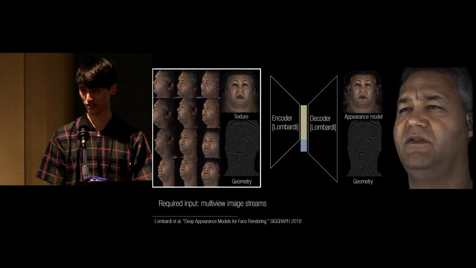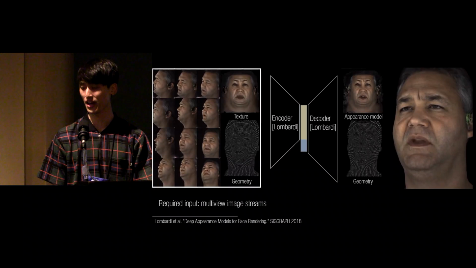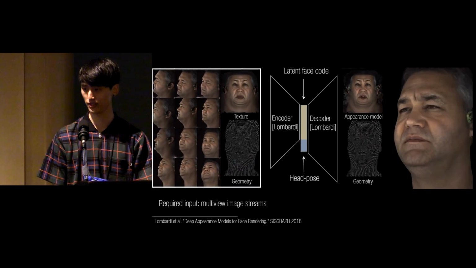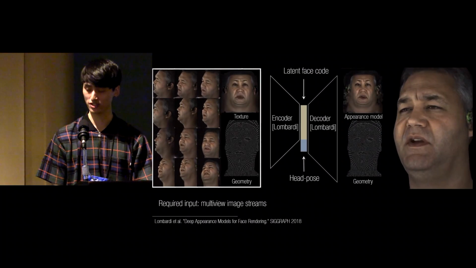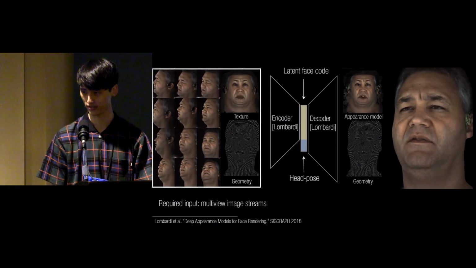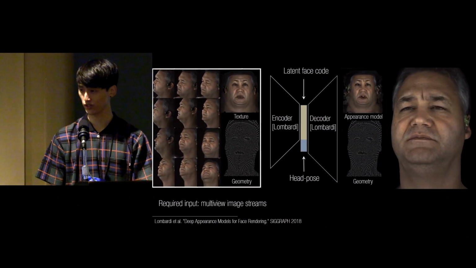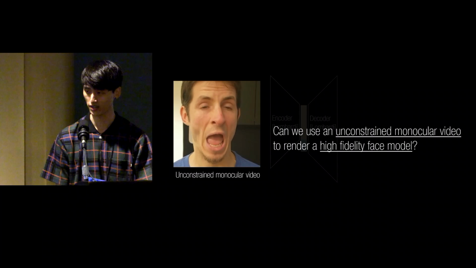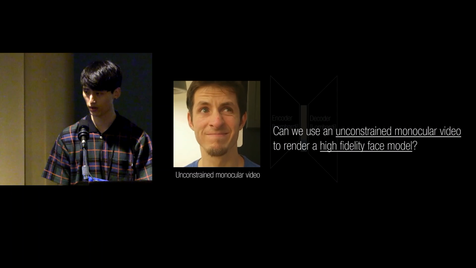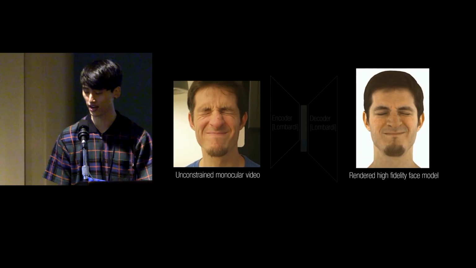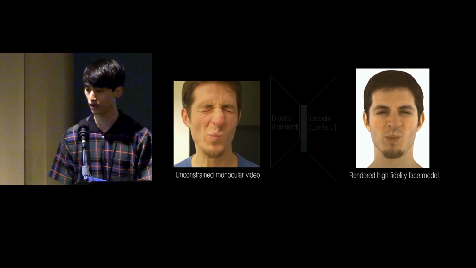In existing approaches, a high-fidelity 3D face model has been developed by encoding a highly detailed texture and 3D geometry. However, the multi-view image stream is the main requirement, which is not applicable to mobile capture devices. So we address the following research question. Can you use a monocular video to render a high-fidelity model from an unconstrained domain without any labeled data? So we present a new method that can adapt a high-fidelity 3D face model to an unconstrained monocular video.